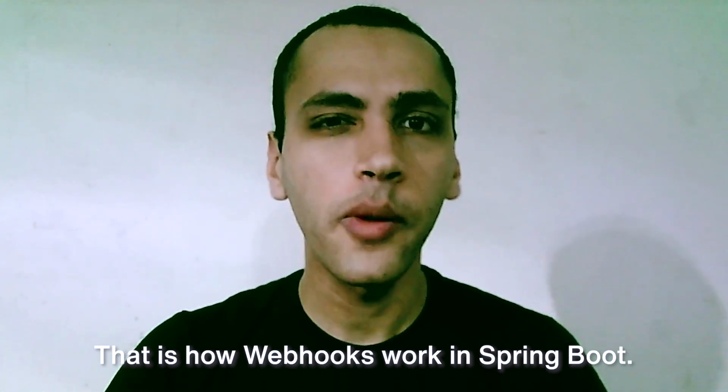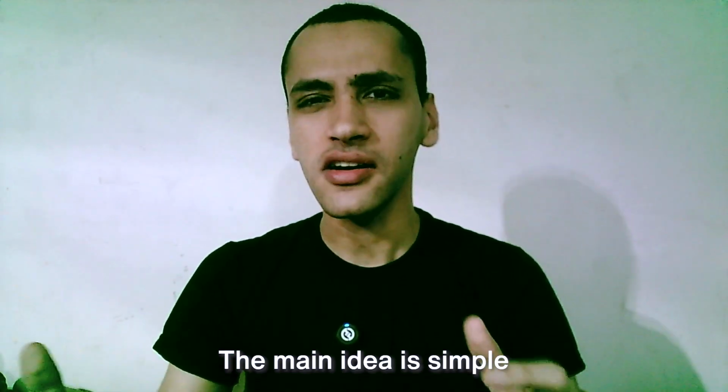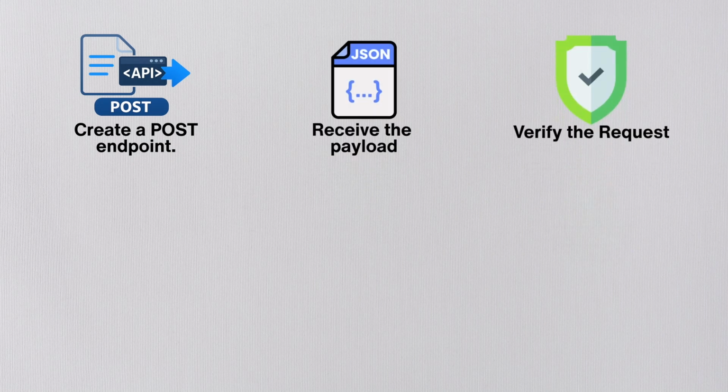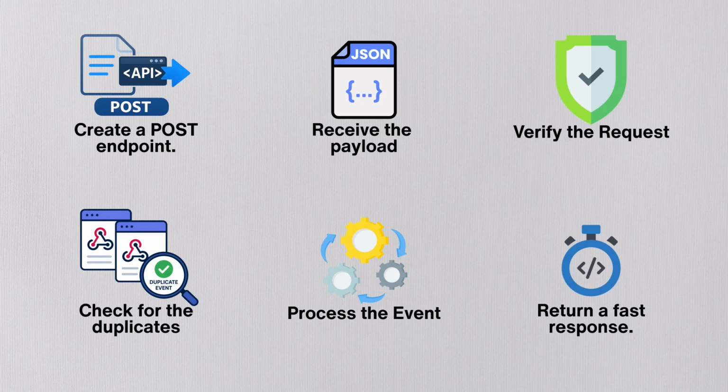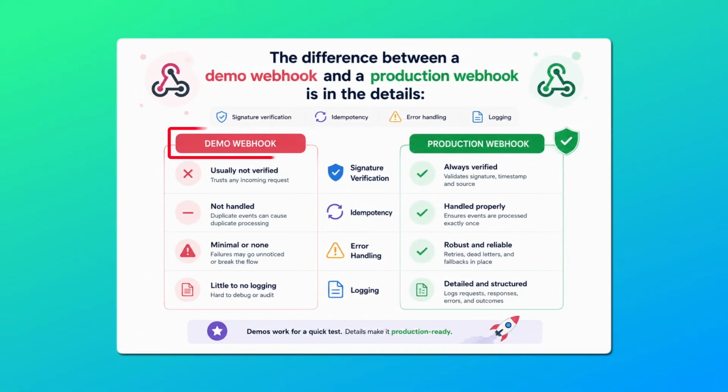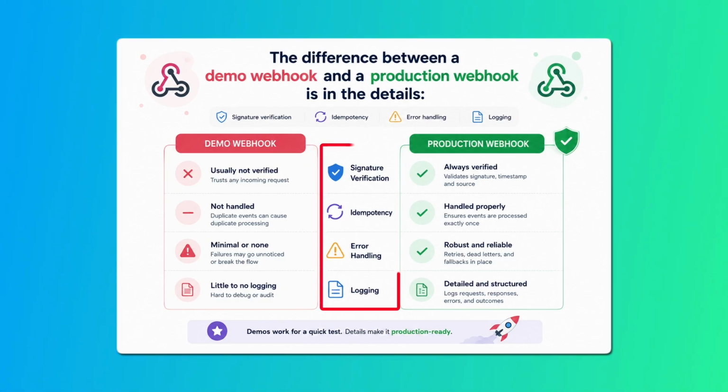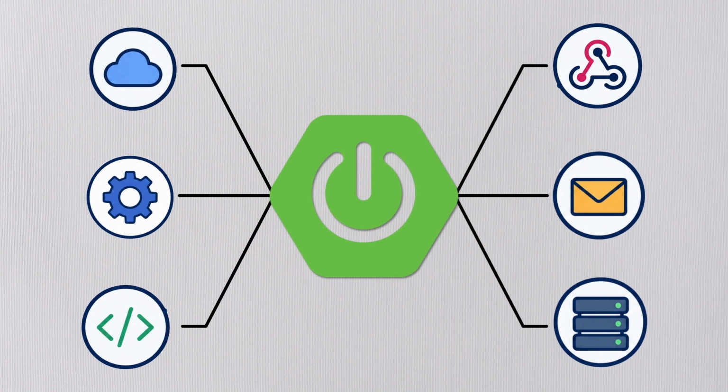So that is how webhooks work in Spring Boot. The main idea is simple: create a POST endpoint, receive the payload, verify the request, check for duplicates, process the event, and return a fast response. But the difference between a demo and a production webhook is in the details: verifying the signature, error handling, idempotency, and logging. Once you understand those details, you can integrate your Spring Boot application with other systems.